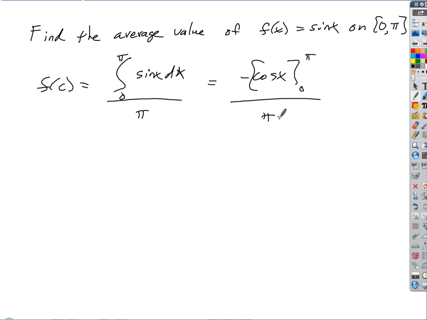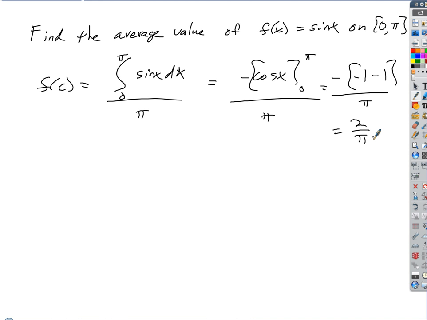And so what's cosine of pi? Minus cosine of 0. That's 1, so that's 2 over pi. Everybody agree? Really, it's not the average of 0 and pi, which would be pi over 2, and then its reciprocal. I don't think that's generally true.